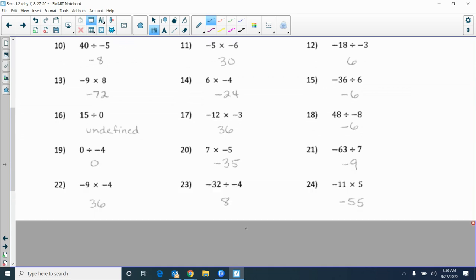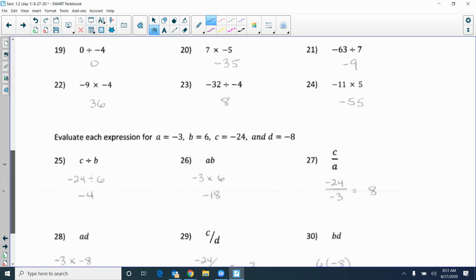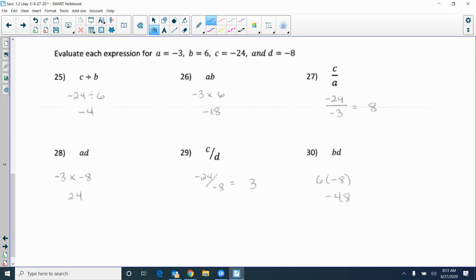So 13 through 24 here. Negative 72, 14 is negative 24, 15 is negative 6. Make sure your negative sign is clear. 16, undefined, divided by 0. 17 is 36, 18 is negative 6. 19 is 0, 0 divided by a number is 0. 20 is negative 35, 21 is negative 9, 22 is 36, 23 is 8, and 24 is negative 55 for that. Now, I know we didn't do any yesterday with the variables, but you've had enough experience. You should have been able to pull these off.